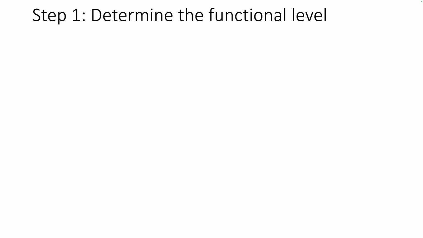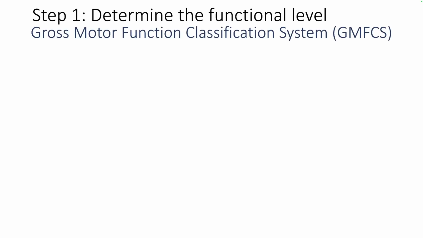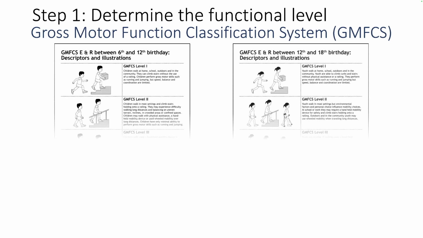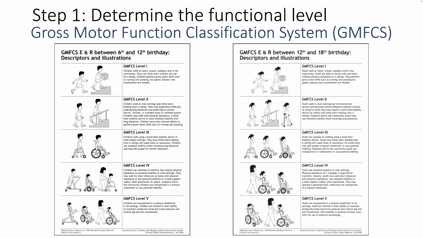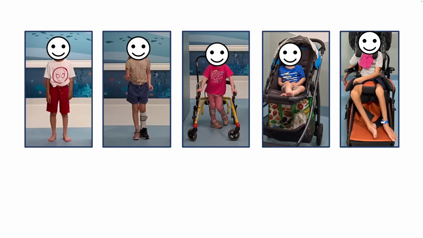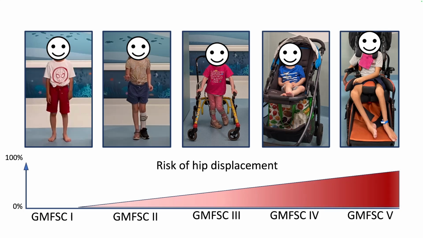In CP, functional level is classified by the Gross Motor Function Classification System, or GMFCS, shown here with its original descriptions from Palisano et al. and illustrations by Reid et al. Note that GMFCS descriptions are also available from age 2 to 6, but without illustrations. Because the GMFCS level predicts a child's risk for hip displacement, it is used to determine the frequency of hip monitoring. Since this is such an important tool, let's review the GMFCS in greater detail.